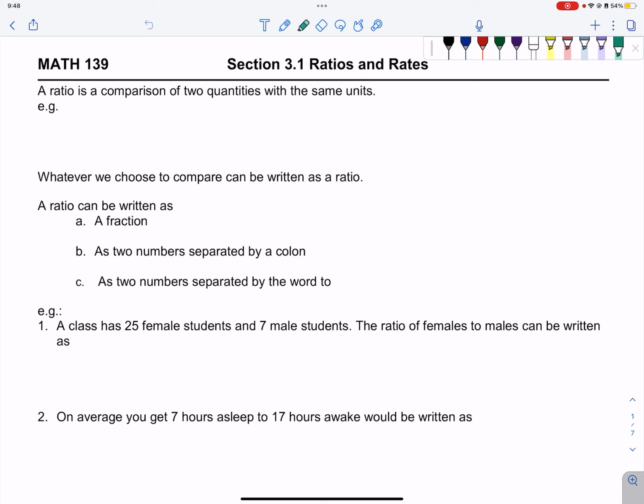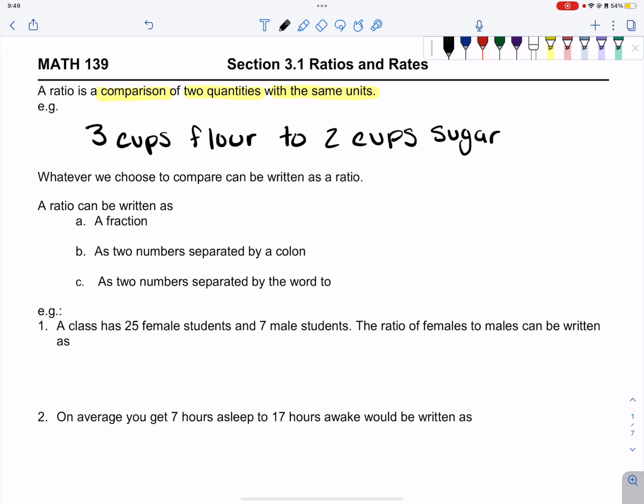What is a ratio? Well, simply, a ratio is just a comparison of two quantities with the same units. As an example, maybe we might have that some recipe requires 3 cups of flour to every 2 cups of sugar. This is a ratio because both the flour and the sugar are being measured with the same units, specifically here, cups.